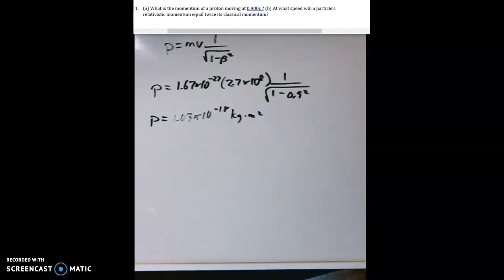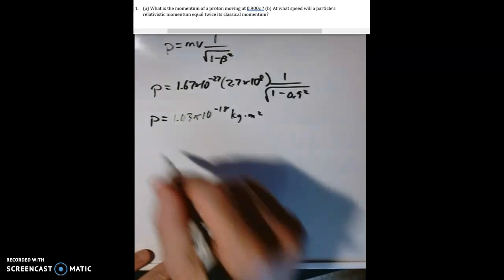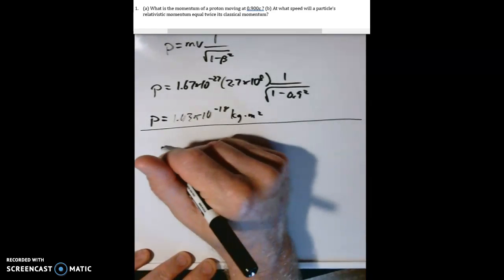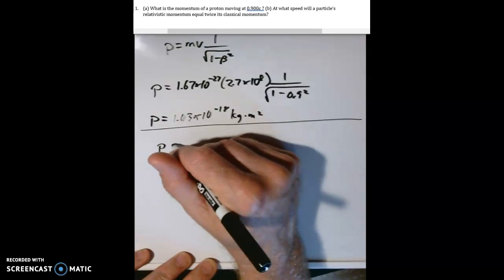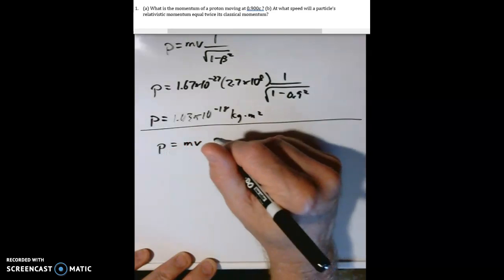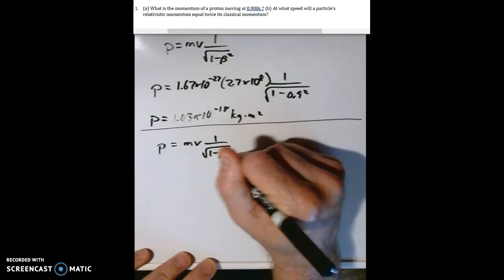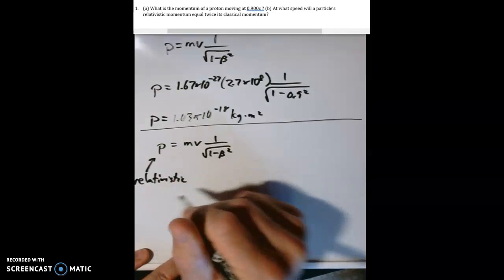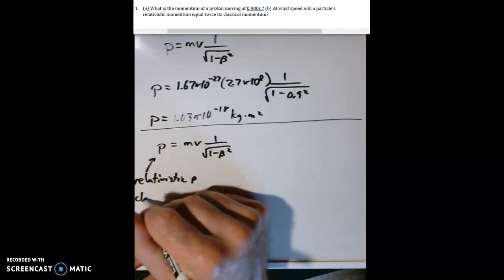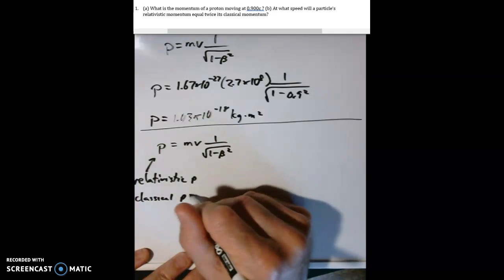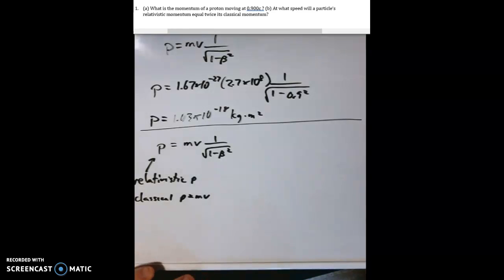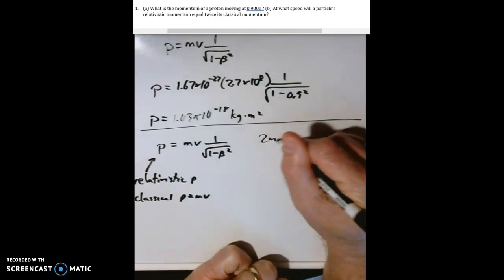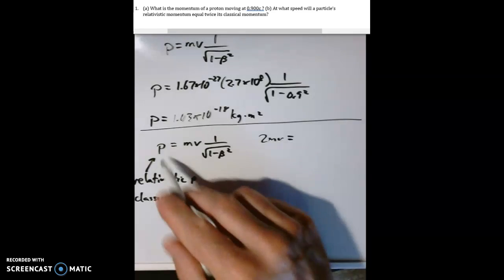Now, part B, we're looking for the speed at which the relativistic momentum would equal twice the classical momentum. So remember, the relativistic momentum is given by p, and we have this whole equation here. The classical momentum is simply mv. So if we want the relativistic momentum to be twice the classical, we can simply insert 2mv in place of p here.